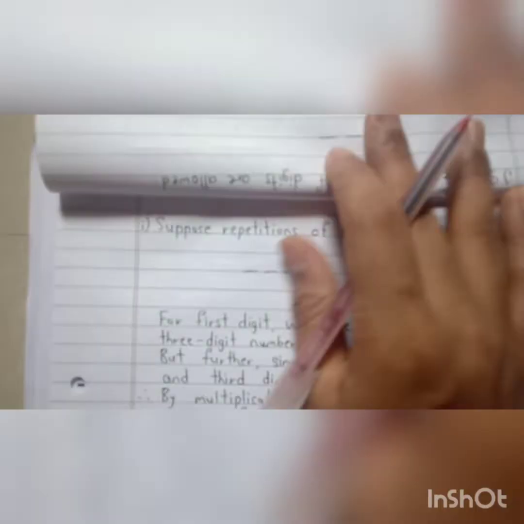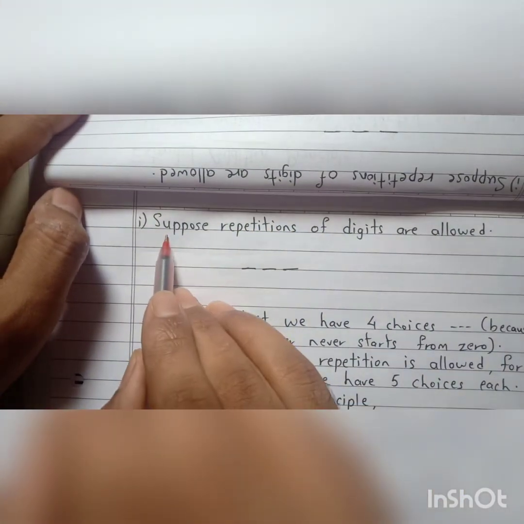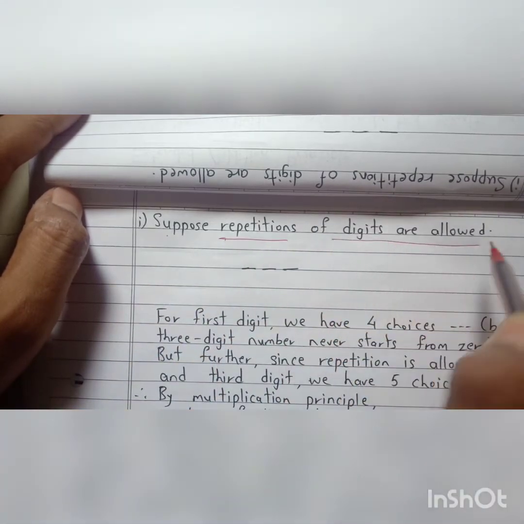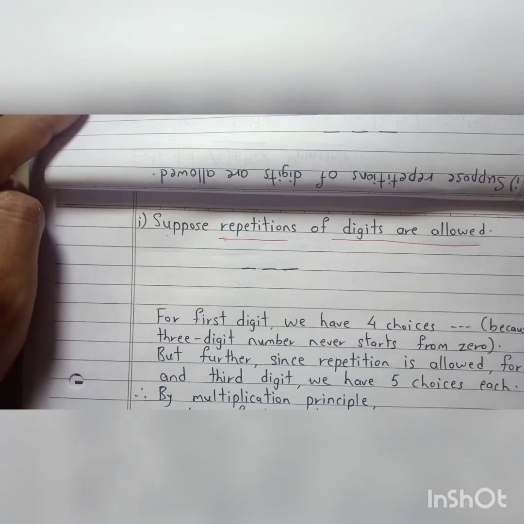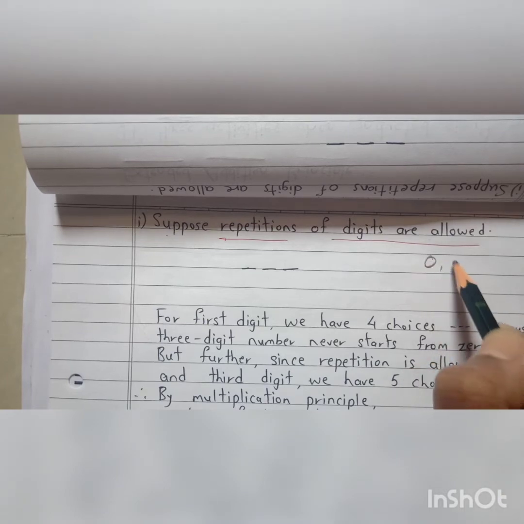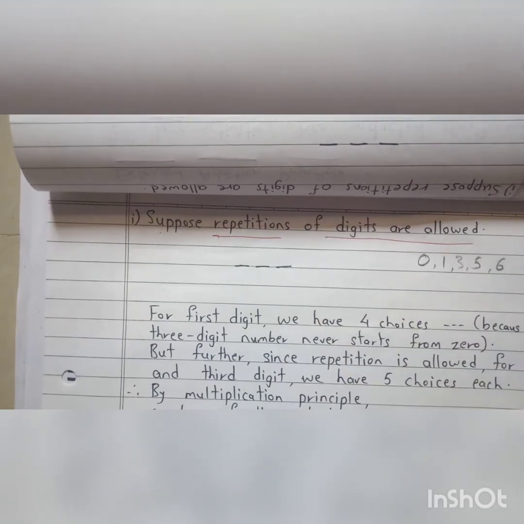Let's go to the first question. In the first question, what is written? Suppose the repetitions of digits are allowed. That means although you have chosen the first digit at the first place, still for the second place you can choose the same digit. Now which digits are given to you? 0, 1, 3, 5 and 6. These 5 digits are given to us.